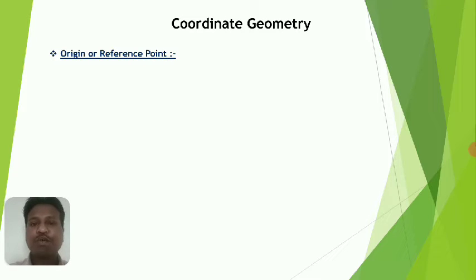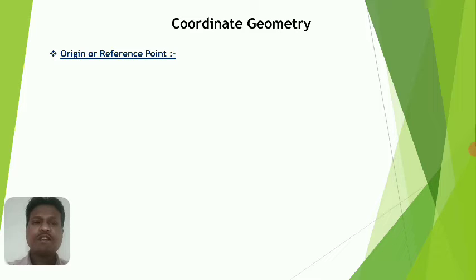I have done my MSc Physics, and in this demo lecture we are going to discuss coordinate geometry. So let's start. To define the coordinates of any point, we must first define an origin or reference point. So what is the origin? That is the question, right?